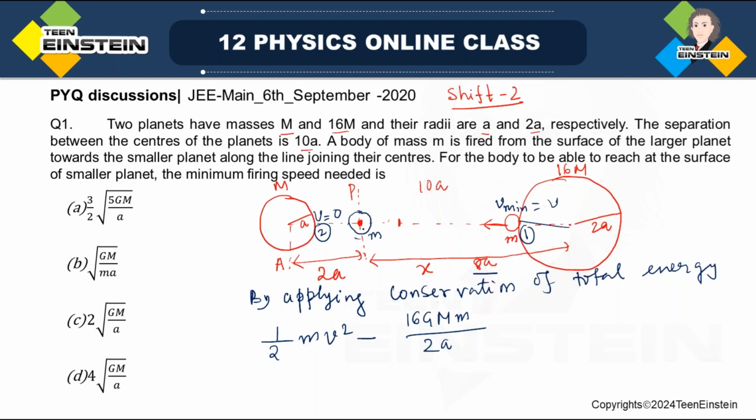So actually, okay, let me first write it, then we'll discuss. So the potential energy given by this will be, like, potential energy due to the smaller mass will be GMm by 8A. Okay.